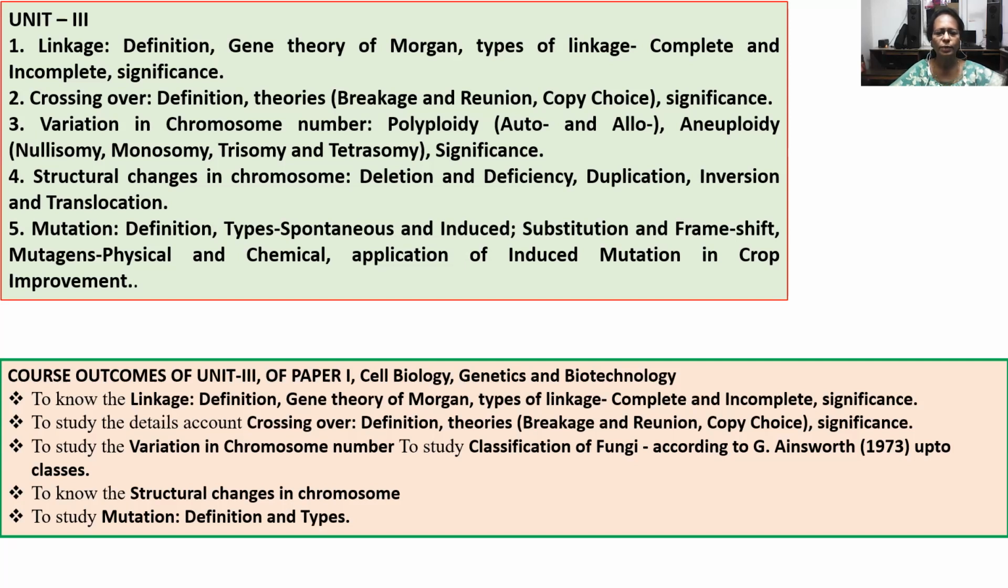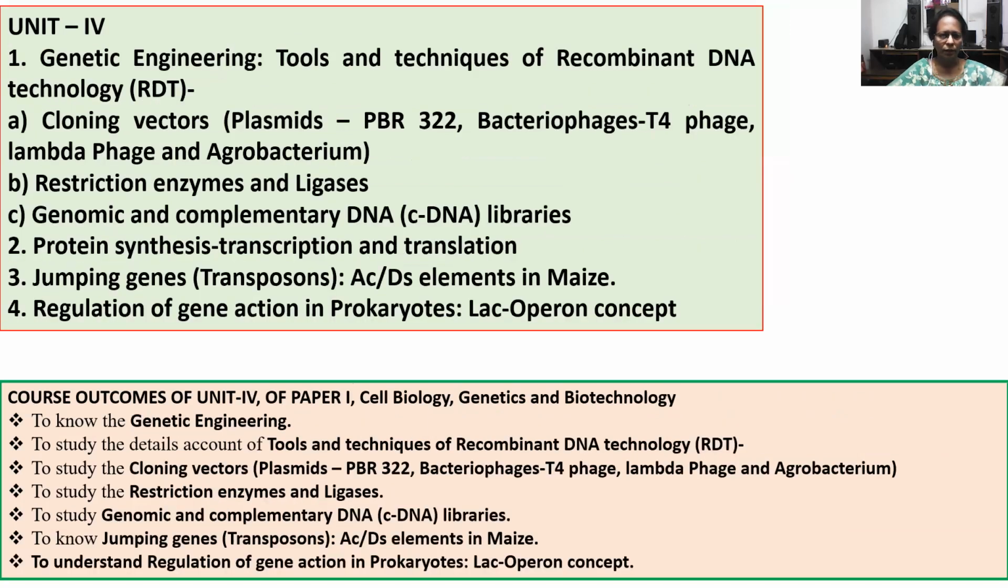Now the course outcomes of this unit 3: to know linkage, that is definition, gene theory of Morgan, types of linkage, complete and incomplete linkage with its significance, to study a detailed account of crossing over, to study the variation in chromosome number, to know the structural changes in chromosome, and to study mutation, that is induced mutation and natural mutation. This is about the course outcomes of unit 3.